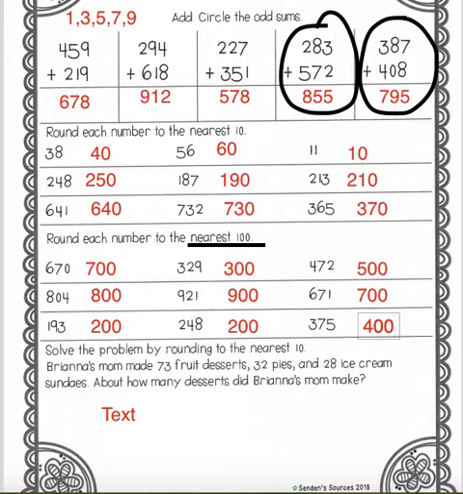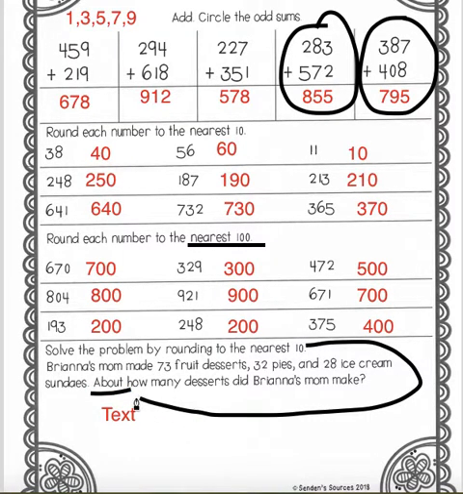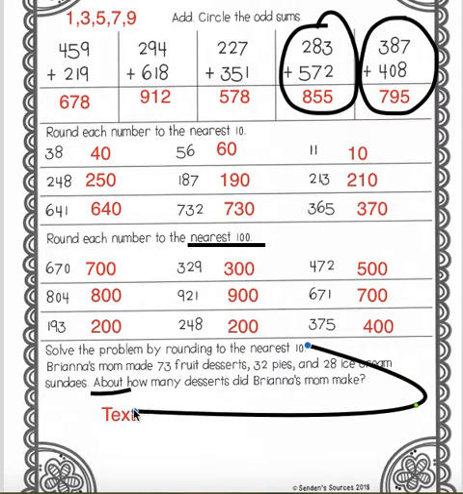All right, we have finished that section, so we have one word problem here to do, so let's read it. It says, solve the problem by rounding to the nearest 10. Brianna's mom made 73 fruit desserts, 32 pies, and 28 ice cream sundaes. About, I'm going to underline that because that's a good clue word. How many desserts did Brianna's mom make? So when you see that word about, that means that we're going to be estimating. So it's not going to be our exact answer of what we would get if we added all 3 of these numbers up. And in this case, it's telling us it wants us to round to the nearest 10. So that is how we are going to find out about how many.